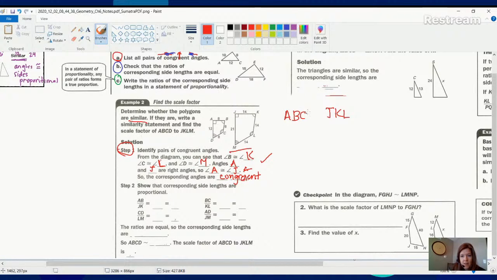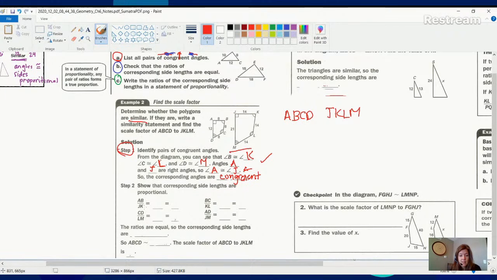And D matches up with M. So what I'm doing here is I'm starting a similarity statement, and I'm going to see if this works out to be true, because this is my angles that match up based off of that. Okay, so now I'm actually going to check my side lengths and see if they're similar.